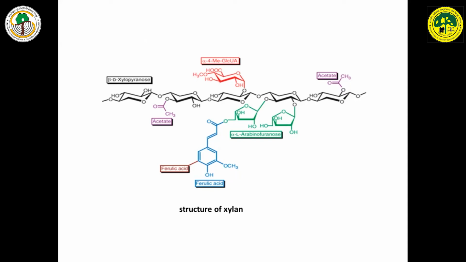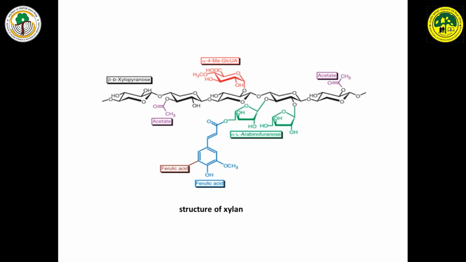Next, with the green color, arabinofuranose is present. That means L-arabinofuranose. That means the conformation is different. Actually, the D configuration is mostly found, whereas here arabinose is the pentose sugar that is found with the L configuration. So L-arabinofuranose is also made with 5 carbon atoms.